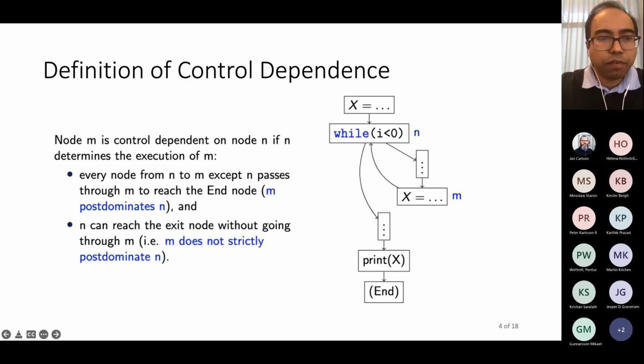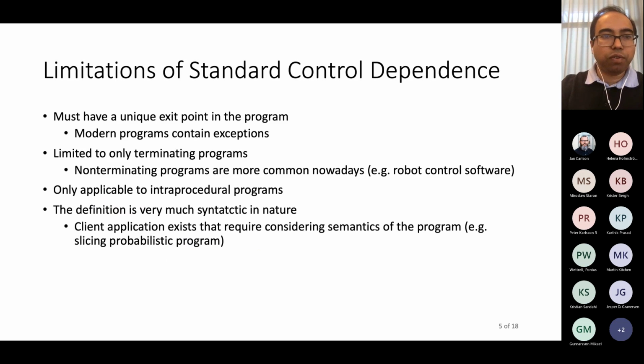And we see that this definition relies on the existence of a unique exit node of the program. But this is a formal definition, and we can use it to compute control dependencies from many different kinds of programs. But there are some limitations of these definitions. First of all, the program must have a unique exit point. This is the first limitation. But we have modern programs that contain, for example, exceptions that lead to multiple exit points of the programs. So this definition will not work there.